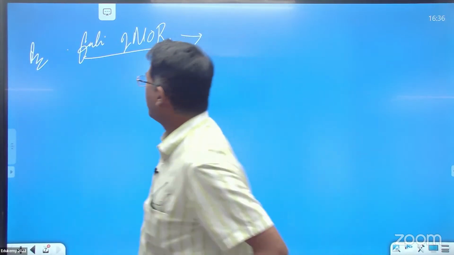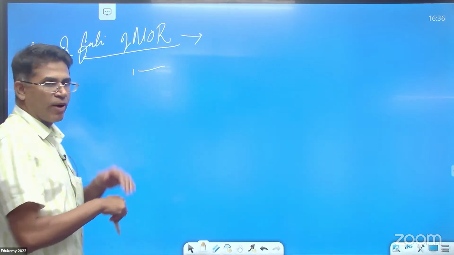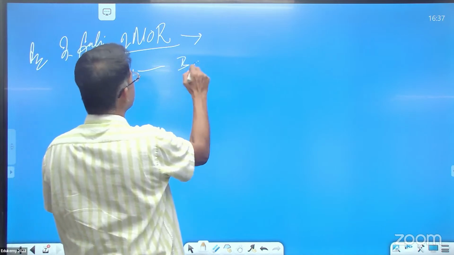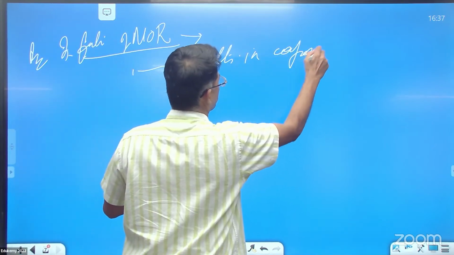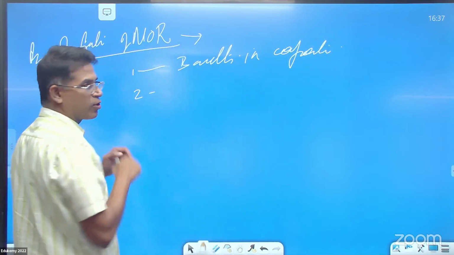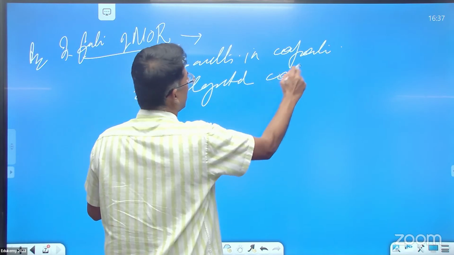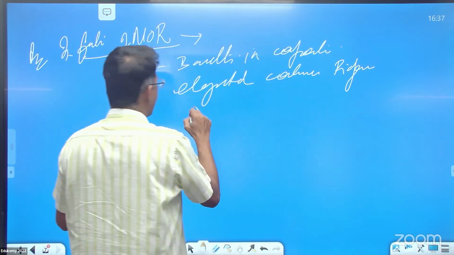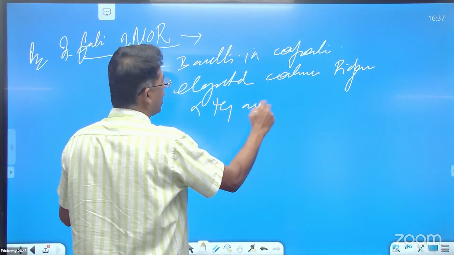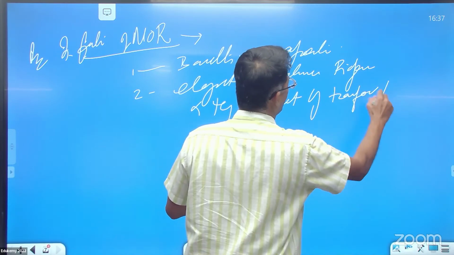Okay, so important features of the MOR. Number one, that they are basaltic in composition. Number two, that they are elongated continuous ridges, and they are cut by transform faults.